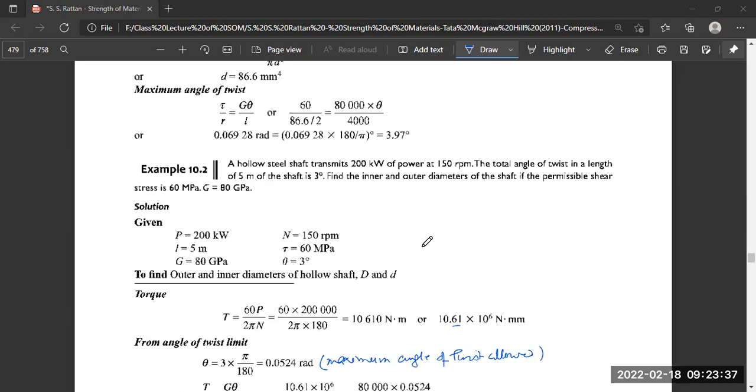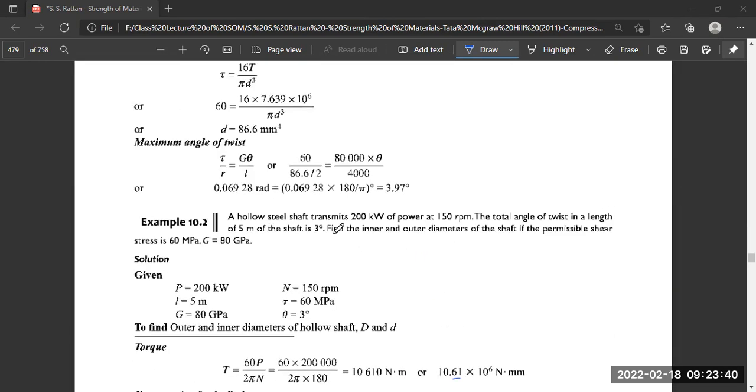Next problem, which we have discussed again. Here he has said this shaft is not solid like the earlier one, but it is hollow. It is transmitting 200 kilowatt of power at 150 RPM. So power is given in terms of kilowatt and rotation is given in terms of 150 RPM. Now the total angle of twist in a length of 5 meter of the shaft is 3 degrees. So this angle of twist which I calculated earlier, 3.93, here it is 3 degree and the length is given as 5. So we are supposed to calculate the inner and outer diameter of the shaft, and permissible shear stress is 60 again and G is again 80 GPa.